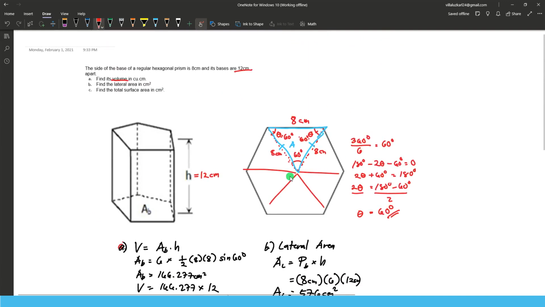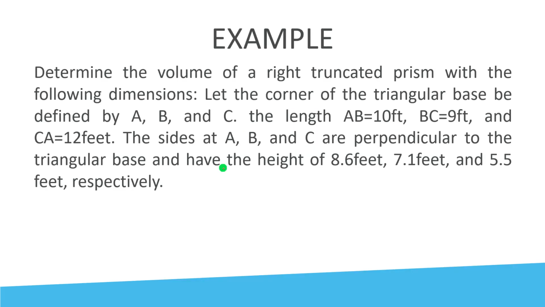Okay, let's proceed to the next problem. Determine the volume of a right truncated prism with the following dimensions. Let the corners of the triangular base be defined by A, B, and C. The length AB is 10 feet, BC is 9 feet, and CA is 12 feet. The sides at A, B, and C are perpendicular to the triangular base and have heights of 8.6 feet, 7.1 feet, and 5.5 feet respectively.